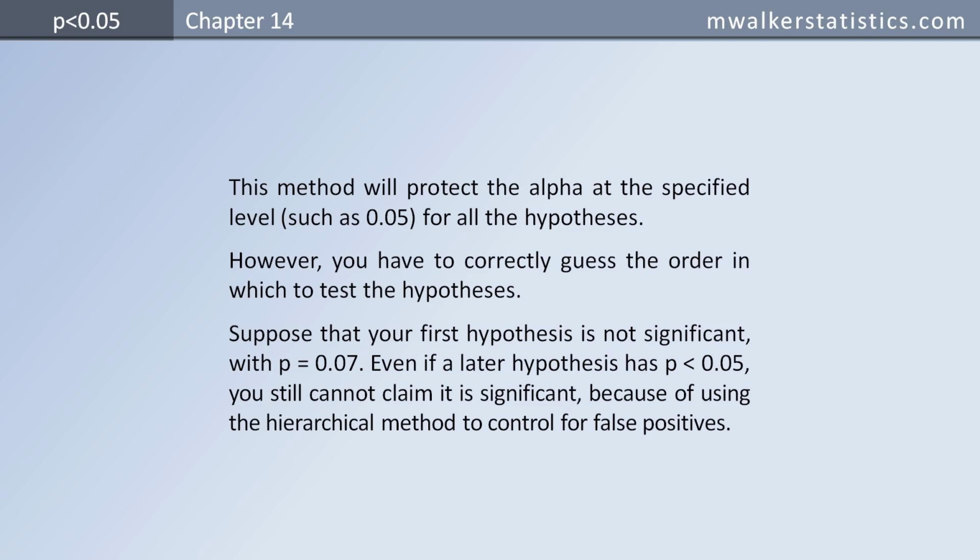This method will protect the alpha at the specified level, such as 0.05 for all the hypotheses. However, you have to correctly guess the order in which to test the hypotheses. Suppose that your first hypothesis is not significant, with p equals 0.07. Even if a later hypothesis has p less than 0.05, you still cannot claim it is significant because of using the hierarchical method to control for false positives.